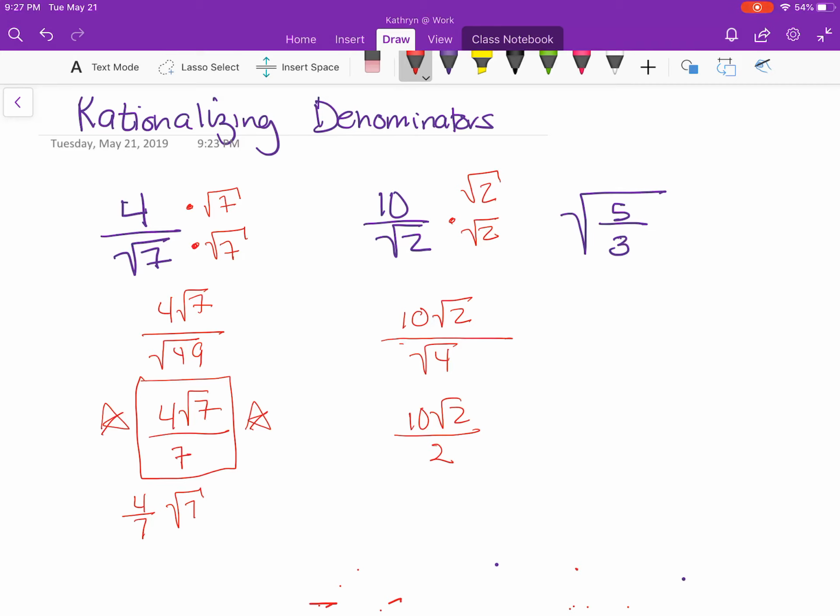And then I'm going to take one last step and divide out a 2 from the numerator and from the denominator and end up with just 5 times the square root of 2 as my final answer.